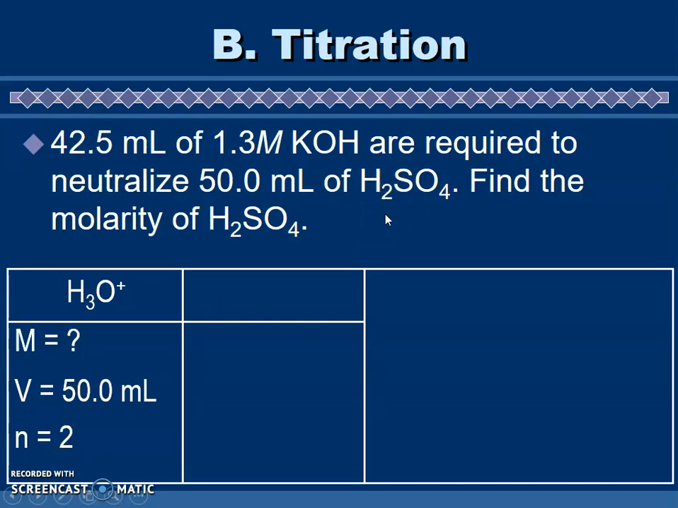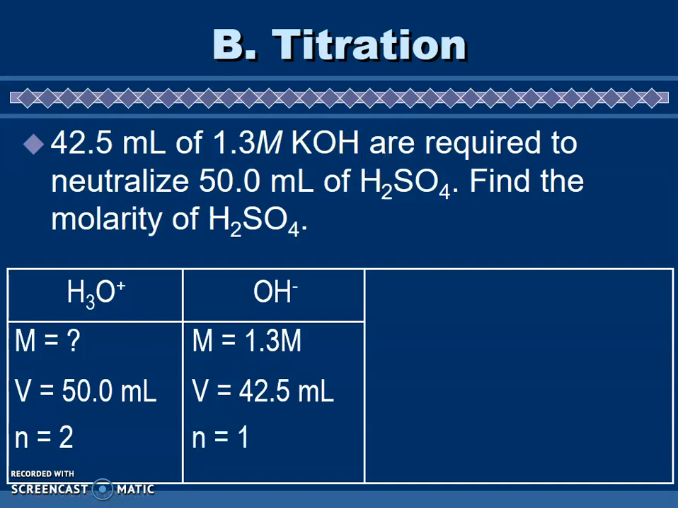Next we need to fill out the information for our base. Our concentration, our molarity for the base, is 1.3. Our volume is 42.5. And our N: how many hydroxides do I have? There is no subscript at the back of the hydroxide, so that means an understood 1. I only have 1 hydroxide. So that's where that number 1 comes from. And now I can solve for my unknown.